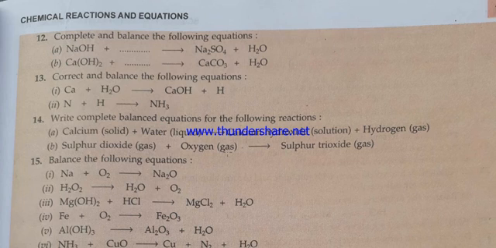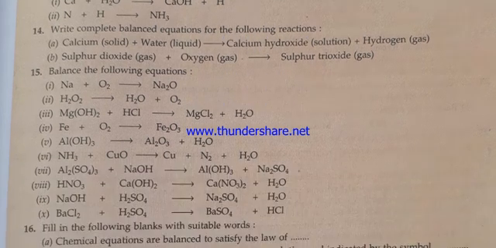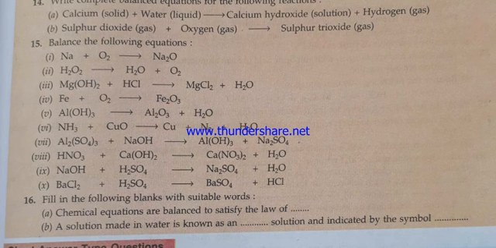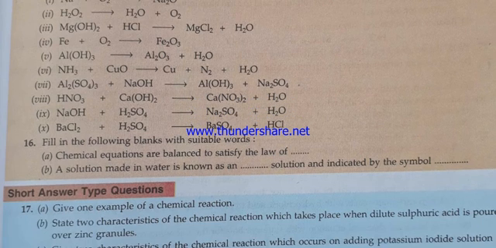Sulfur dioxide SO2 plus oxygen O2 will form sulfur trioxide SO3. Balance the following chemical equations. These are for you. If any doubt, if any problem occurs in any balancing, you can ask me. Fill in the blanks using suitable words. Chemical equations are balanced to satisfy the law of conservation of mass. A solution made in water is known as an aqueous solution and indicated by the symbol AQ.